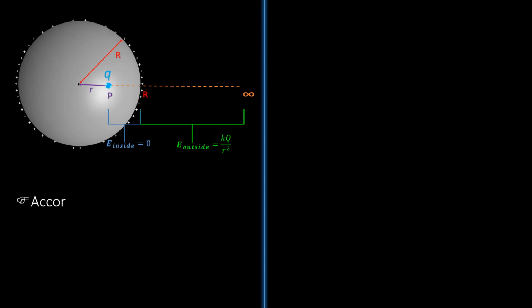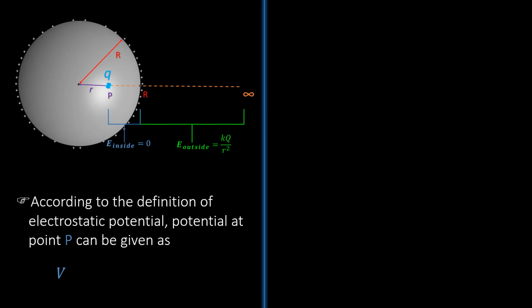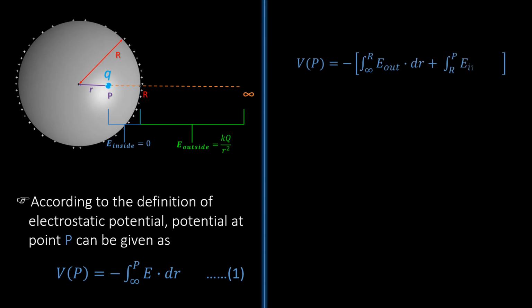So again, we'll follow the basic definition of electric potential, which says that potential is negative integration of electric field by dr from infinity to point P. And as we have different electric fields, we'll divide the integration into two parts. First, we'll come from infinity to surface, that is infinity to r, and then we'll go from surface to point P. Because the electric field here is kq by r square and the electric field inside is 0.